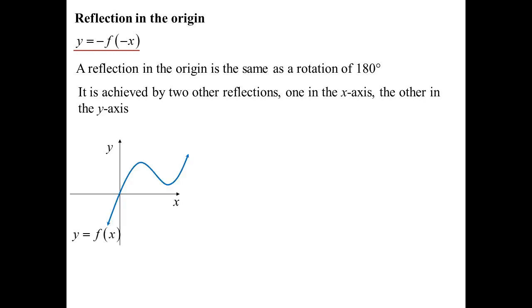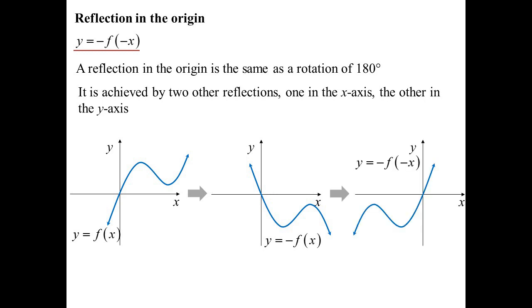So let's do it by this one. Y equals function x. Okay, there's y equals minus function x. I've reflected it in the x-axis. Now that picture I'll reflect in the y-axis. And now if you compare the first graph to the last one, you can see, oh look, I've rotated the graph 180 degrees. So a rotation of 180 degrees is minus function minus x.